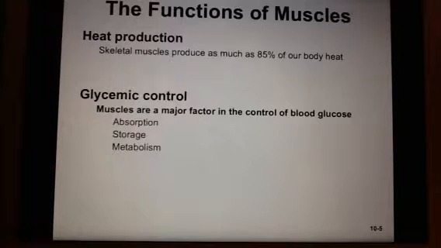Heat production. Skeletal muscles produce as much as 85% of our body heat. We talk about endothermic animals or warm-blooded animals. Well, it's not really warm blood. It's that we have the ability to produce some heat with our skeletal muscles. And then last is glycemic control. Muscles are a major factor in the control of blood glucose. They absorb a lot of blood glucose to produce this motion, and they also help with storage and metabolism, maintaining that correct blood glucose level.